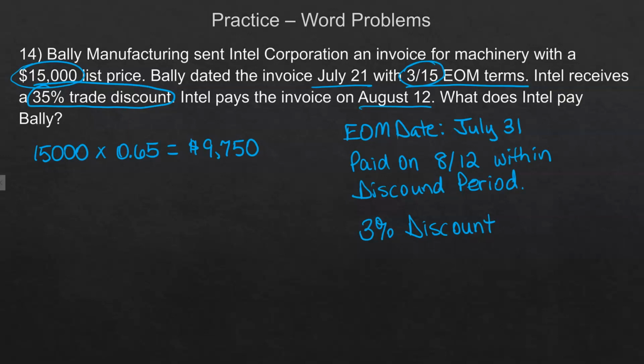So we're going to take our 9,750 times our complement, which is 97%. So it will be $9,457.50. And there we have our answer.